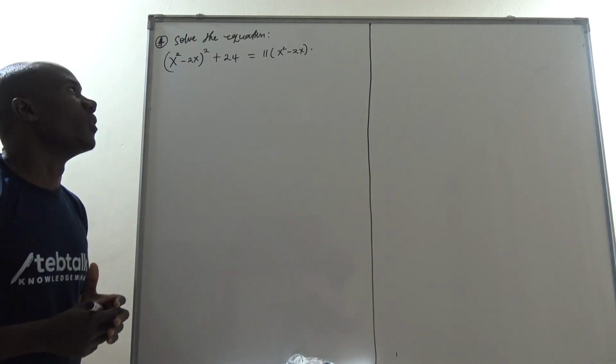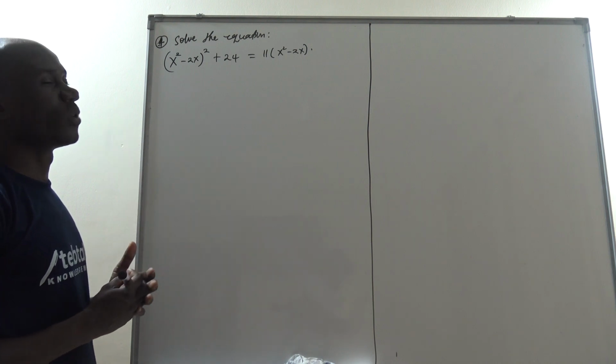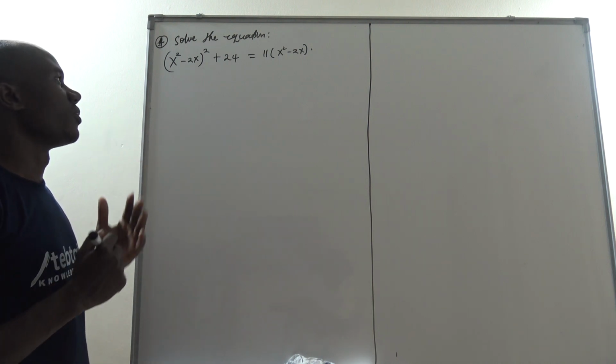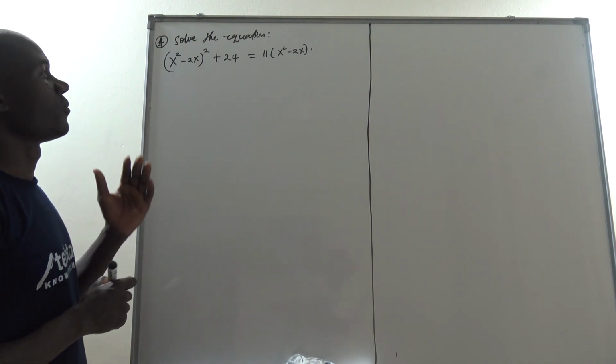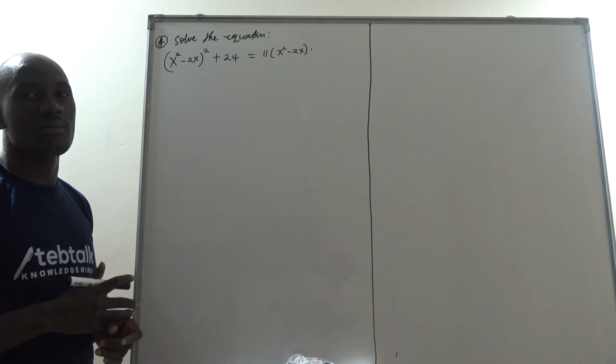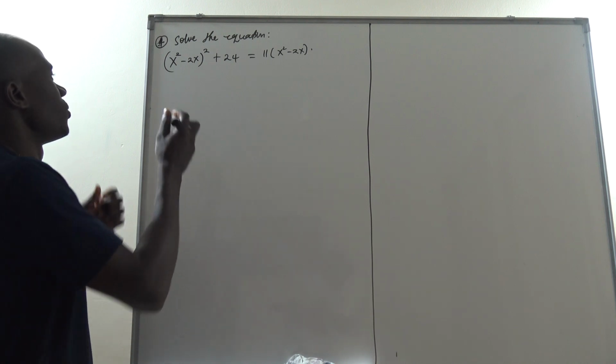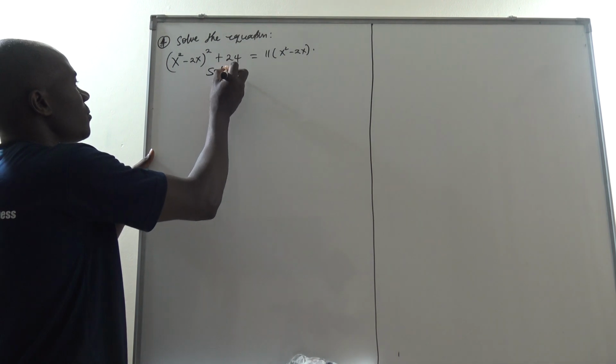So question 4 goes: solve the question (x squared minus 2x), the whole of it squared, plus 24 equals 11 into (x squared minus 2x). So can we look at our solution?